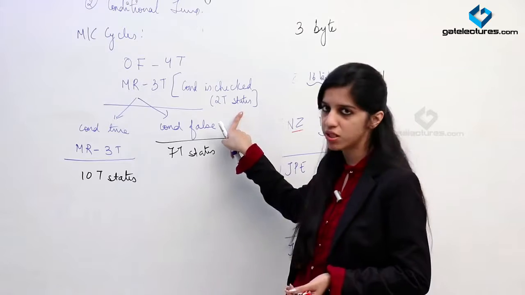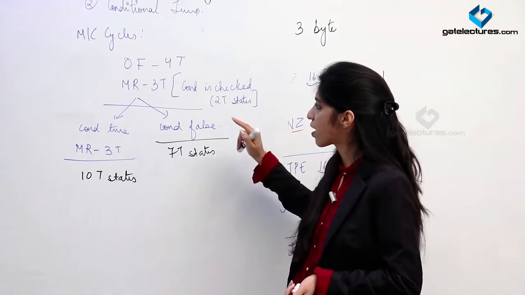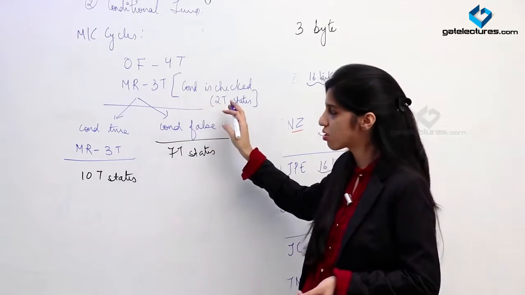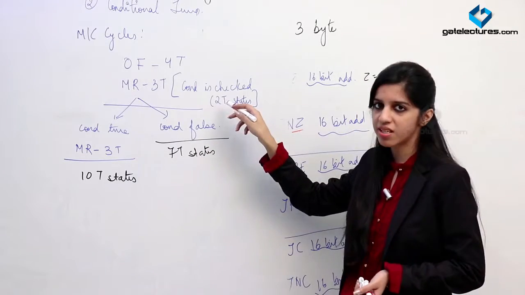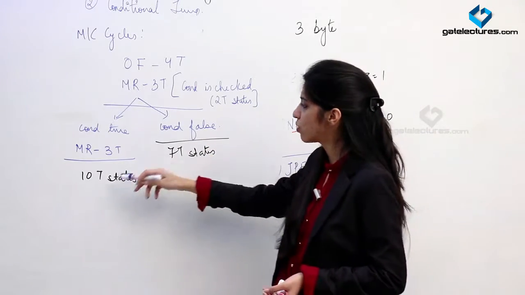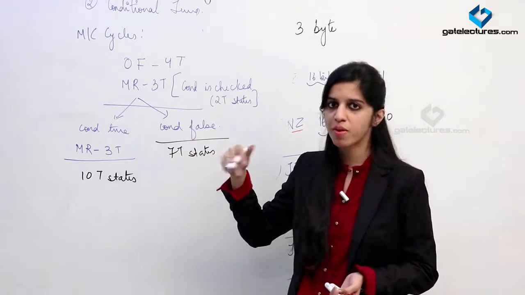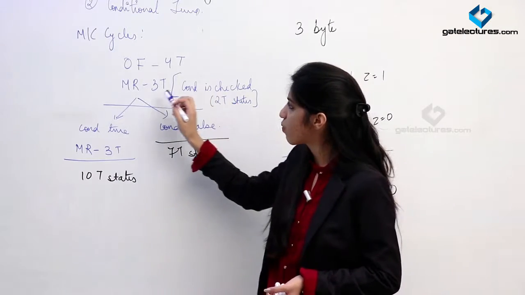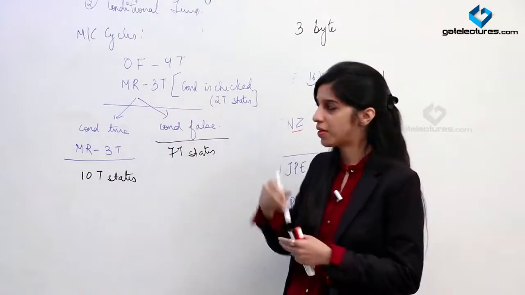Checking the condition requires 2 T states, done meanwhile to avoid wastage of time in case of a true condition. See, if the condition is false, this is going to take 6 T states only. But if the condition was true, this would have taken 12 T states. So best case is to check the condition while you are doing the first memory read cycle.